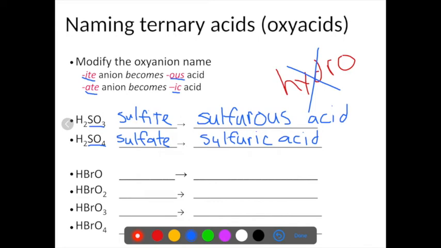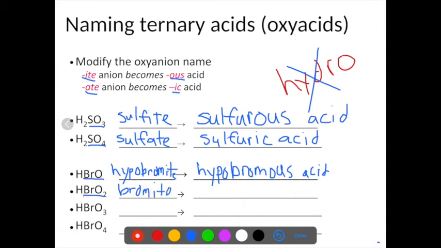Okay, now we can come down here. BrO, we saw earlier, was hypobromite. Okay, so we're going to change ite to us, and it becomes hypobromous. So we're not adding anything like we did with sulfate and sulfite. Hypobromous, and then acid. Okay, BrO2 is bromite. So we're going to go from bromite to bromous acid. Okay, BrO3 is bromate. And ate goes to ic, so it's going to be bromic acid.